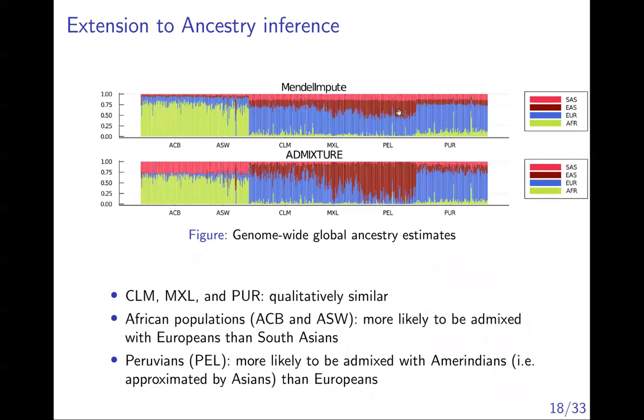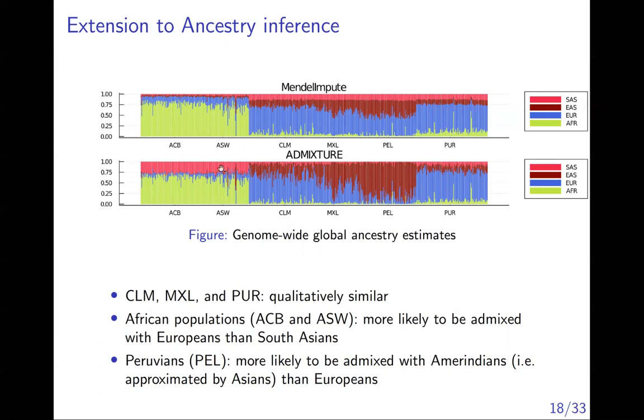And that's exactly what we did here. So we took our output and then we compared it to this software, Admixture. It is the main software used for this kind of analysis. If you just look at these pictures broadly, the summary is that for the Colombians, the Mexicans, and the Puerto Ricans, the two results are very similar, right?